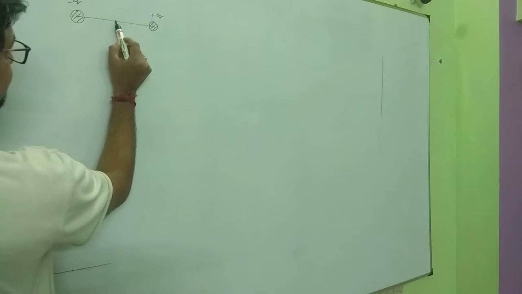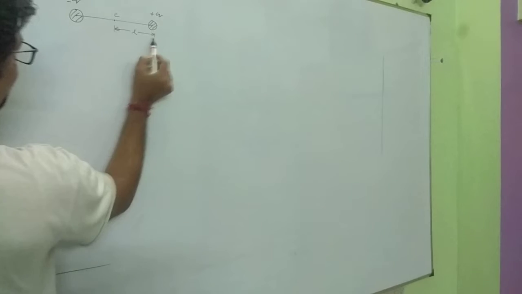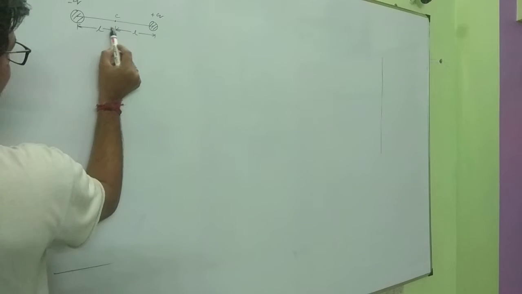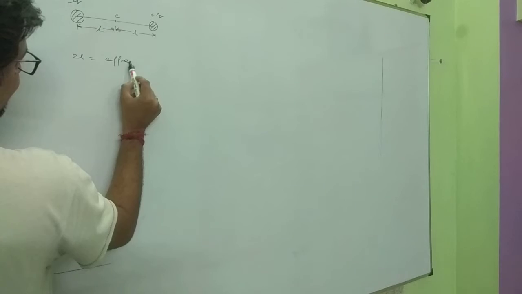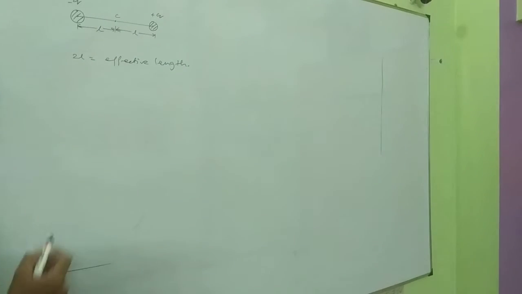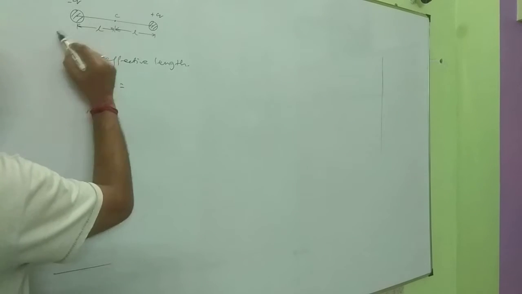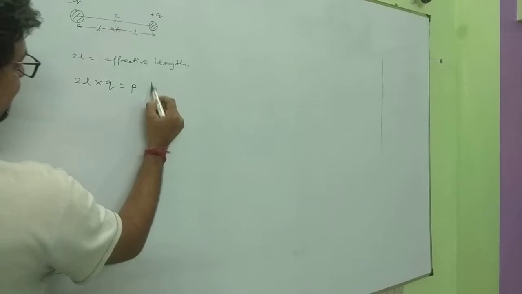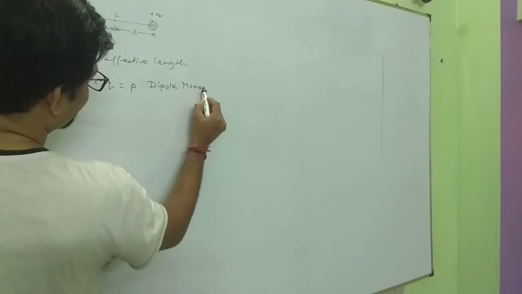So let this be the center point of the dipole. Let this distance be L, so this distance is also L. That means the effective length is 2L. Now the effective length 2L times the magnitude of any one charge is called P, the dipole moment.